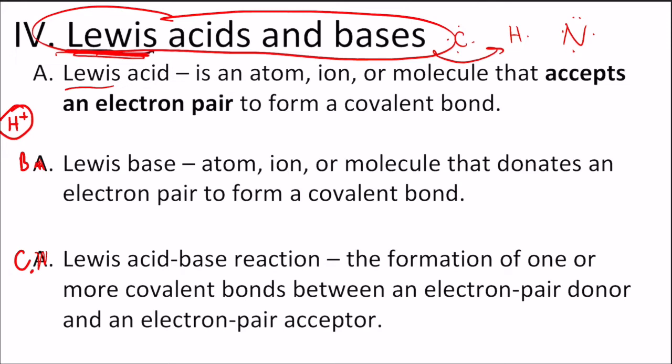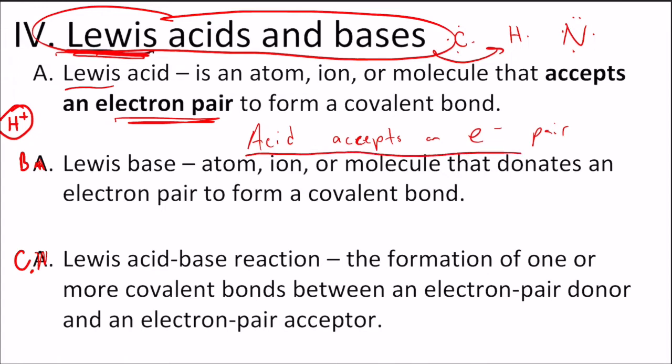Great. All right, so a Lewis acid is an atom, an ion, or a molecule that accepts an electron pair to form a covalent bond. So what an acid does here, for Lewis, is it accepts an electron pair. A Lewis base is going to be the opposite. So an atom, an ion, or a molecule that donates an electron pair to form a covalent bond.